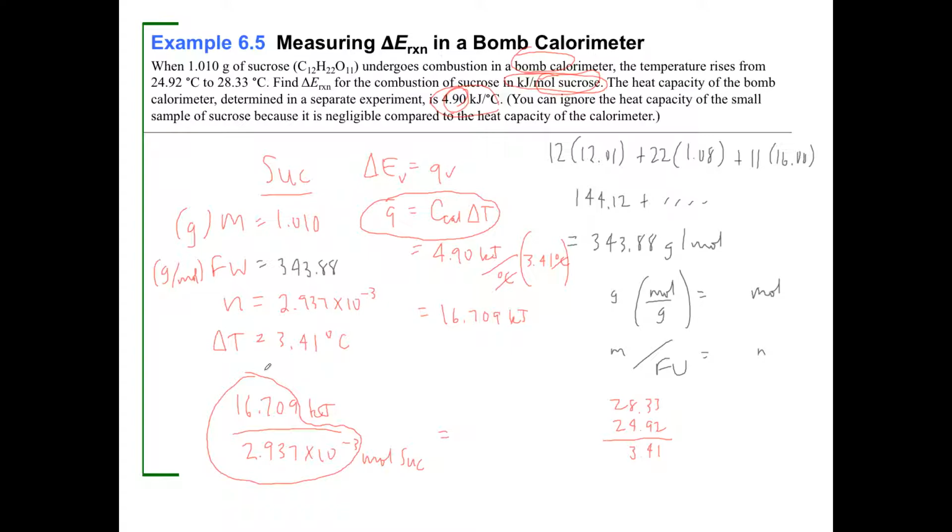All right, so I've got 16.709 divided by 2.937 times 10 to the minus 3. Ought to be a big number, because that's dividing by 1,000, right? Looks like it's 5.689. 5.689 times 10 to the 3 kilojoules per mole of sucrose. All right.